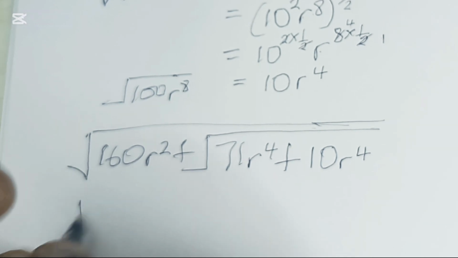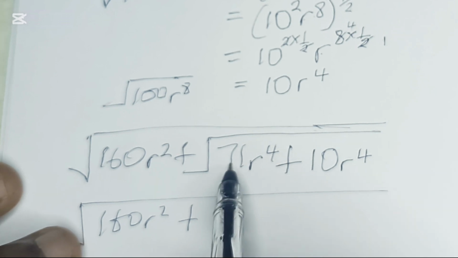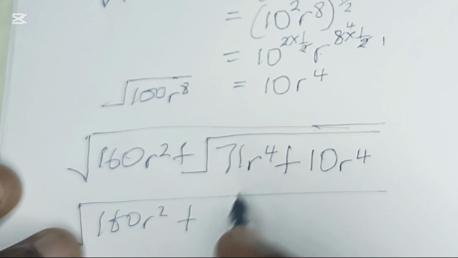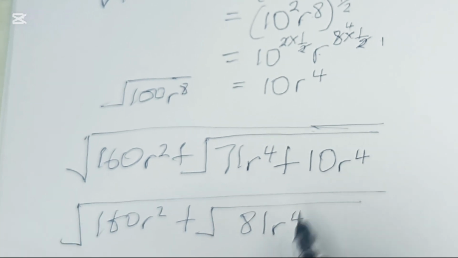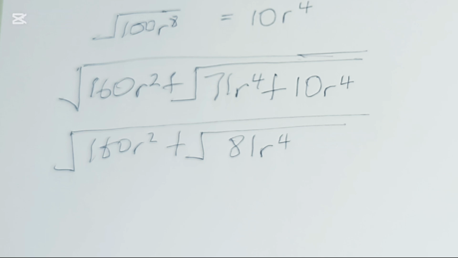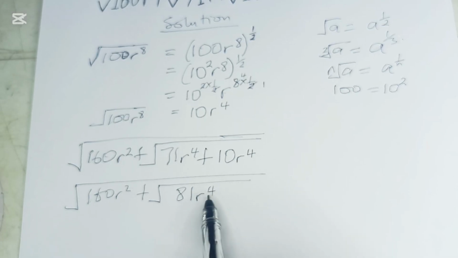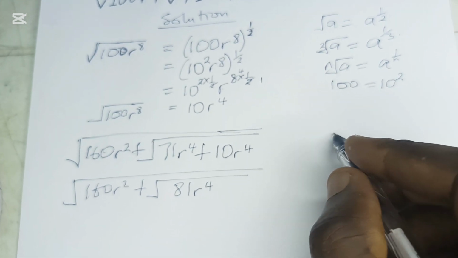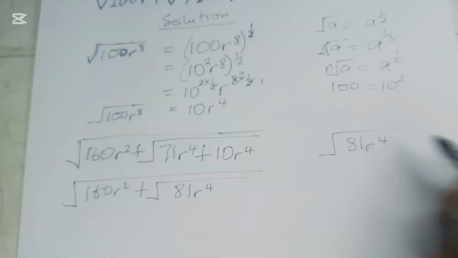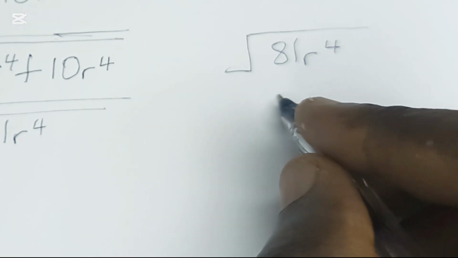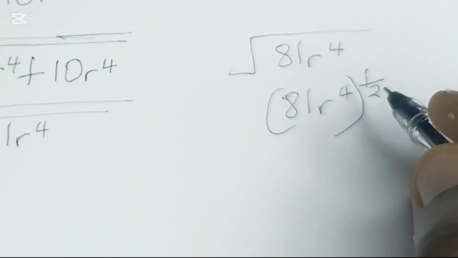Adding this, we have 160r squared plus the square root of 71 plus 10. That gives the square root of 81r raised to the power of 4. Mind you, to solve this, we have the square root of 81r raised to the power of 4. Now, square root means raised to the power of 1 over 2.